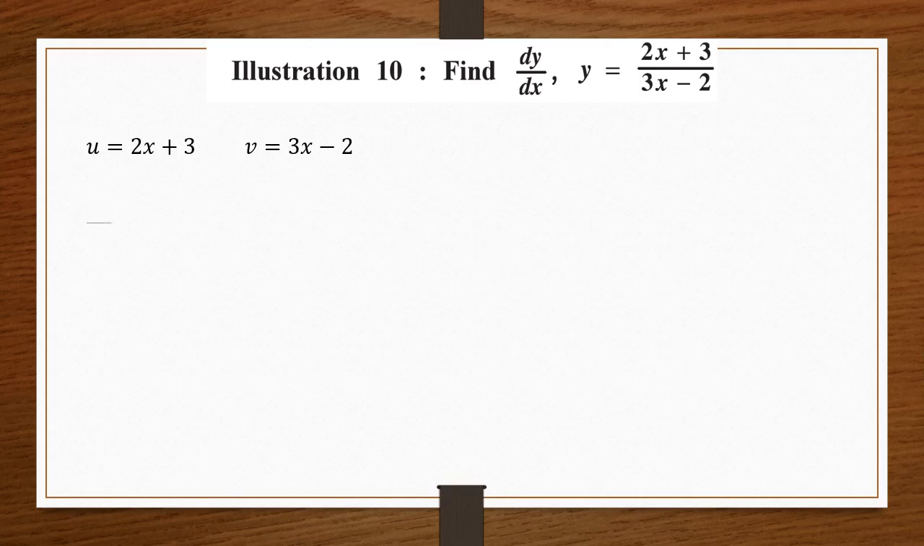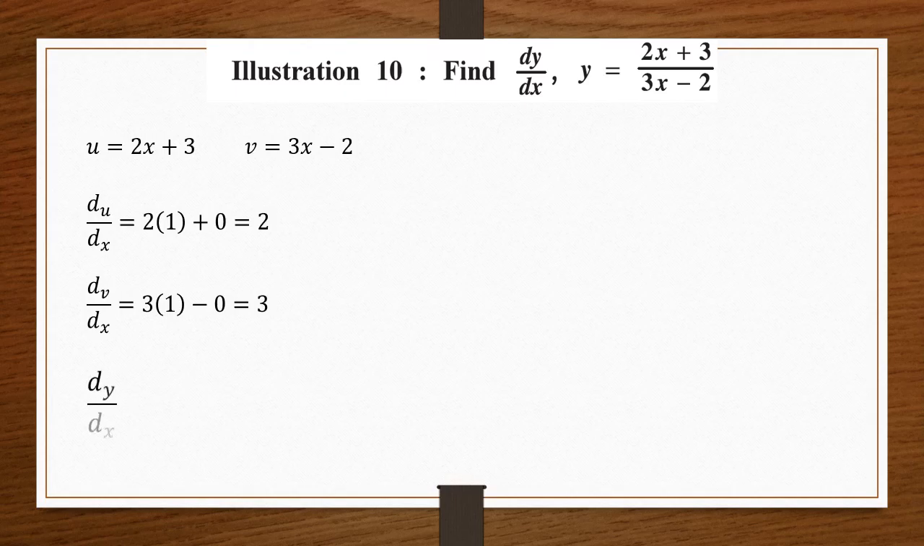As we know, du upon dx will be, that is 2x. Now x, just x is there, so it will be 1. So 2 into 1 plus constant 3 value will be 0. So 2 into 1 plus 0 is just 2. Similarly, for dv upon dx, x is just 1. So 3 into 1 minus 0, that is just 3.